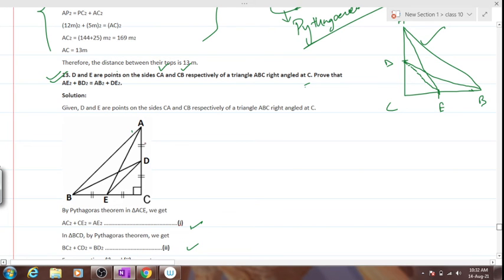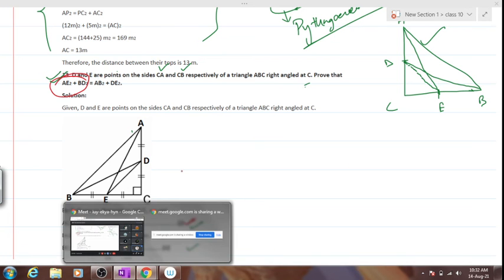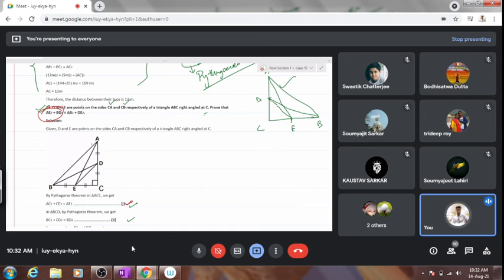Please confirm if I can take this triangle and apply Pythagoras theorem on it, saying AC square plus CE square is equal to AE square. Can you do that? And for this triangle, DC square plus BC square equals DB square. Can you do that? Then say, sir, how do we figure it out? We figure it out by seeing the two proofs. Is it clear?